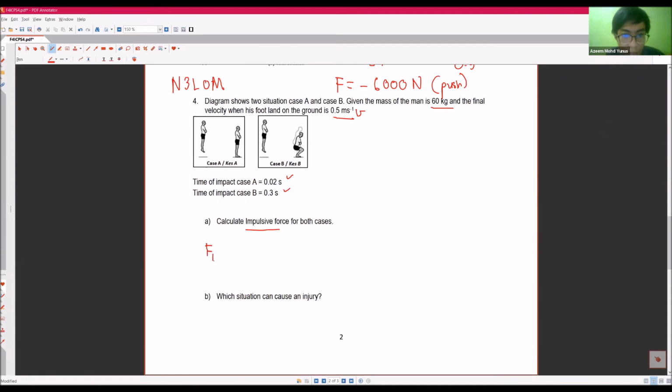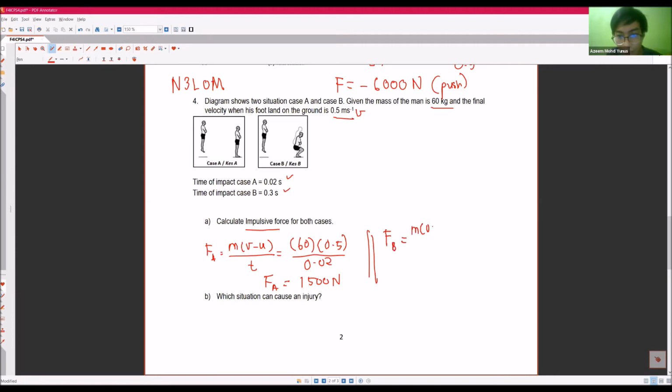So let's calculate A first. F equal to m times (v minus u) divided by time. So we assume that the initial velocity is 0 here. It started from rest and then came to 0.5 meter per second. So let's plug in the value of mass, the velocity 0.5, and the time of impact 0.02. So we get FA becomes 1,500 Newton. Okay, that's for A. Let's see for B.